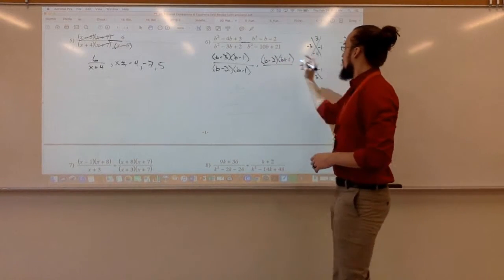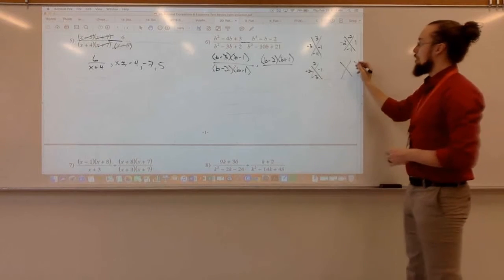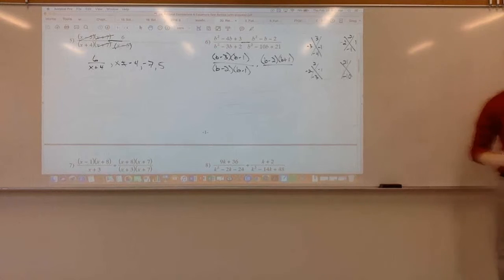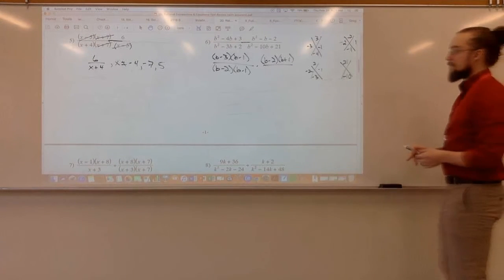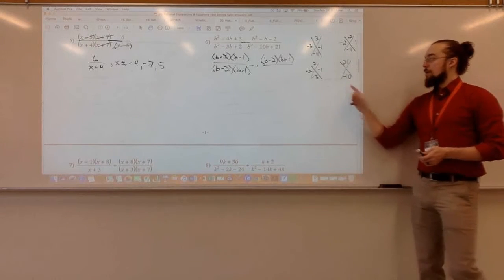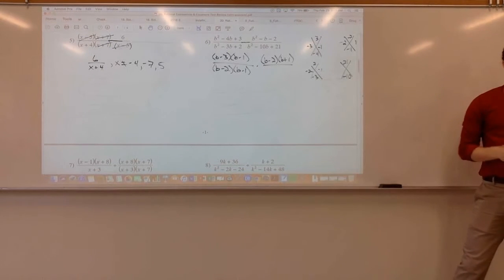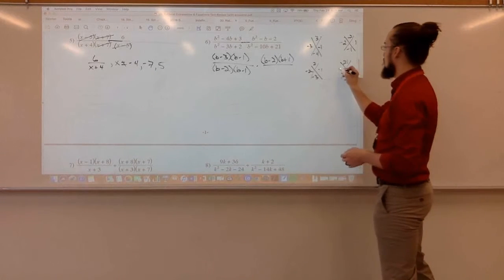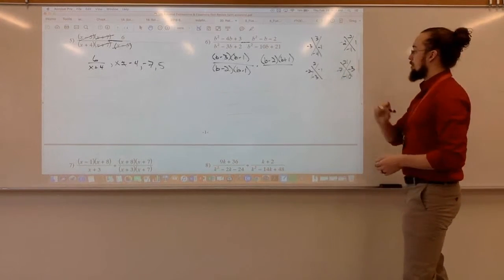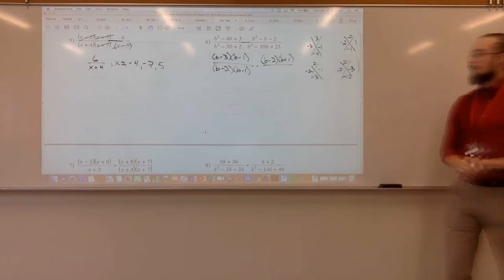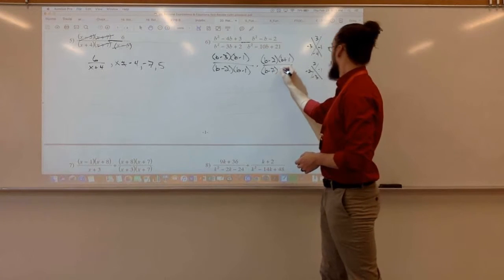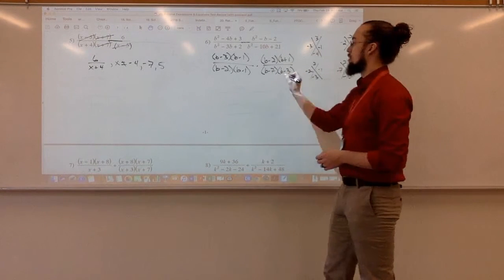And then finally, this bottom one, I want two numbers that multiply to 21 and add to negative 10. What numbers will multiply to positive 21 and add to negative 10? 7 and 3. And they'll both have to be negative. Okay. So this will be b minus 7 and b minus 3.